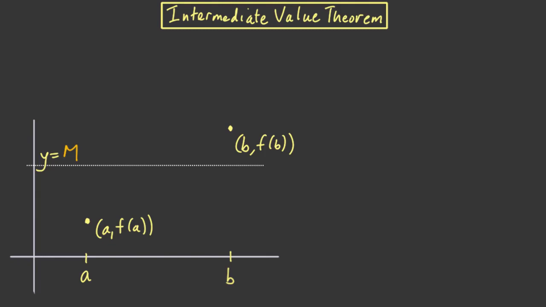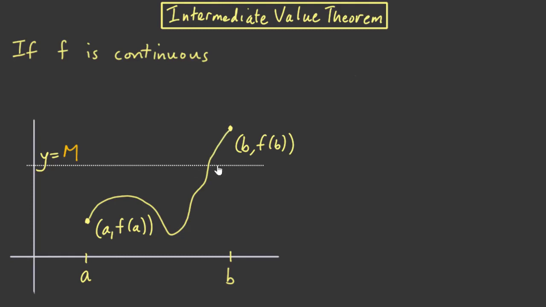So the question that we want to answer in this video is, as the graph of f travels from here to here, does it have to intersect this line? The answer is yes, if we know that the function is continuous. So if f is continuous, then it has no holes and no jumps. So as we go from this point to this point, there's got to be at least one place where the graph of f crosses this line.